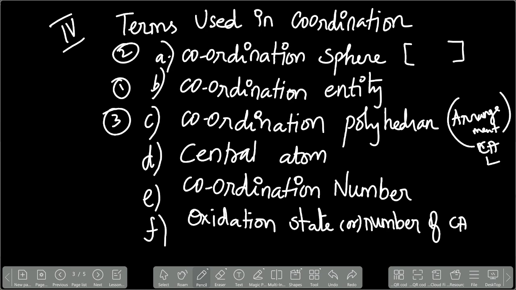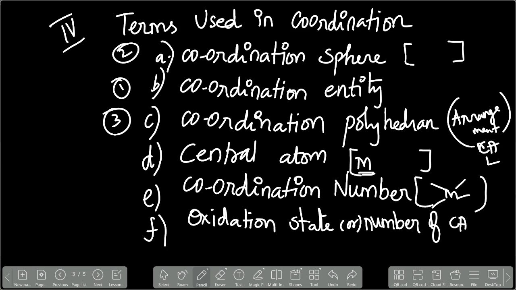See, coordination entity, coordination sphere, coordination polyhedron: similar terms only we are using. And the central atom: the metal atom that exists in the coordination sphere, in the square bracket, is called the central atom. And coordination number: the number of bonds formed with ligands by the central atom, that may be 4 or 5 or whatever the count may be, formed by the ligands with the central atom, is called the coordination number.